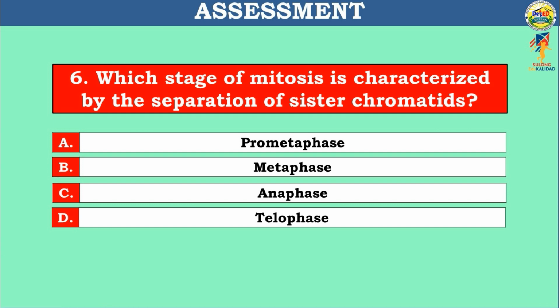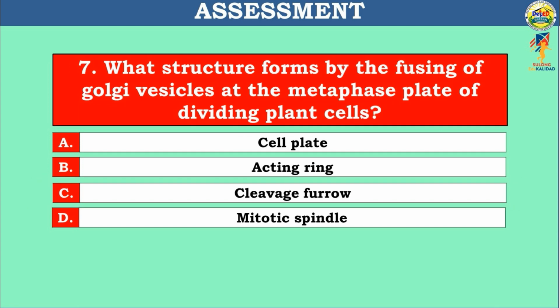The correct answer for question number 6 is letter C, anaphase. For question number 7, what structure forms by the fusing of Golgi vesicles at the metaphase plate of dividing plant cells? Letter A, cell plate. Letter B, actin ring. Letter C, cleavage furrow. Letter D, mitotic spindle.